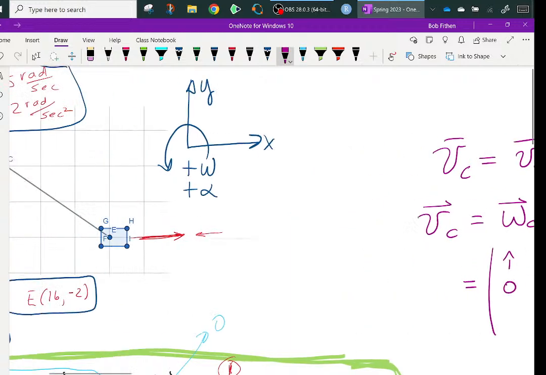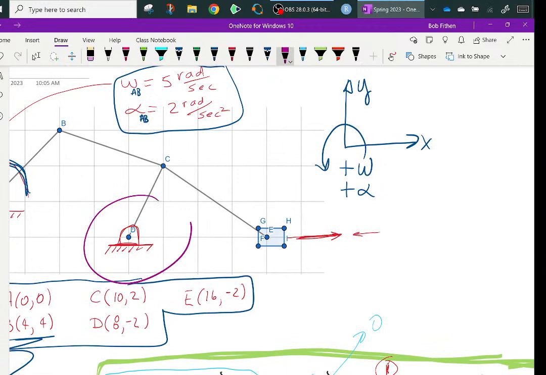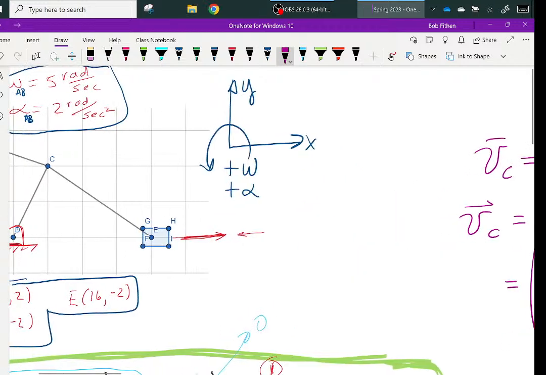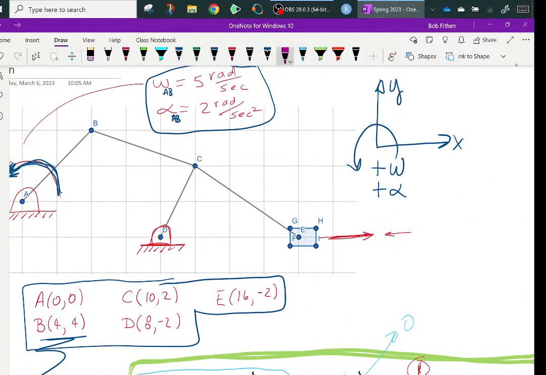0, 0. I do not know this omega, so I'm going to assume it to be positive. And then I'm going to come up with the vector that starts at D and points to C. It goes from D to C.